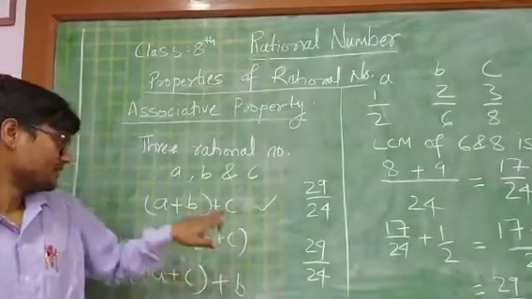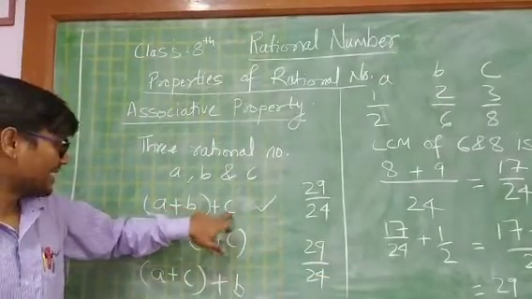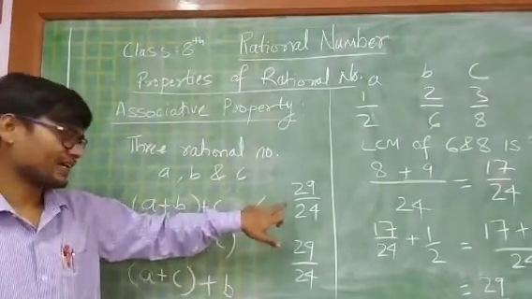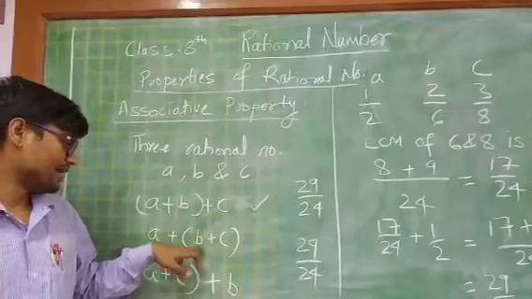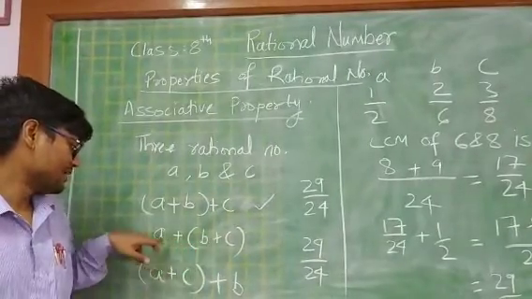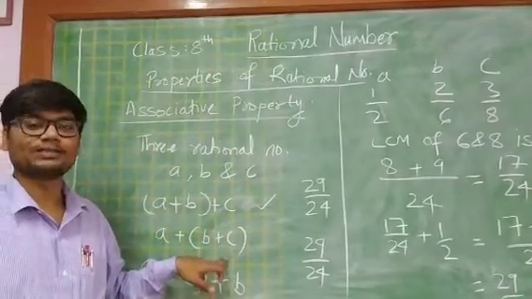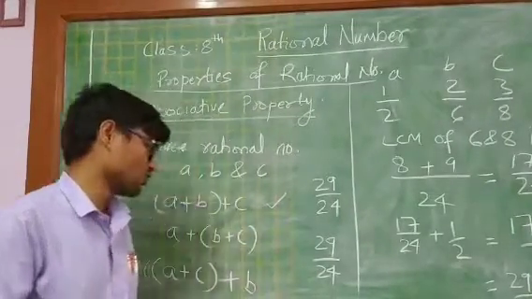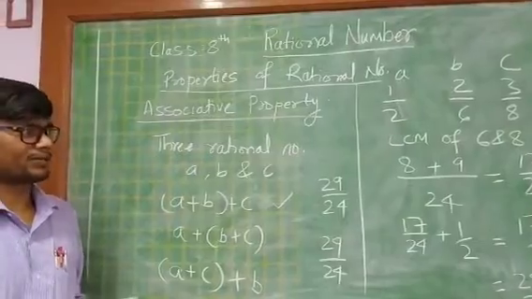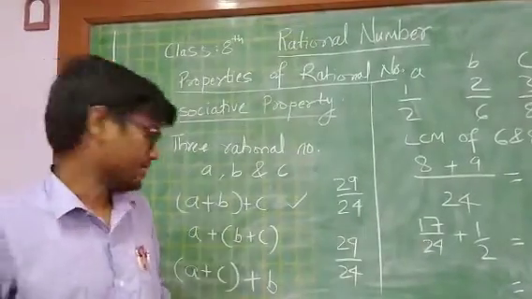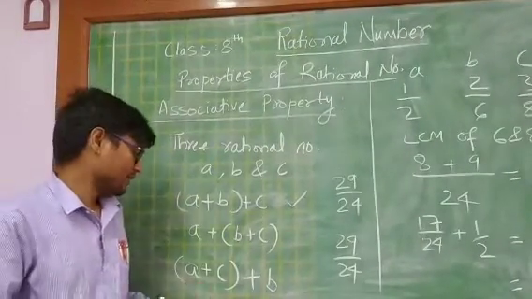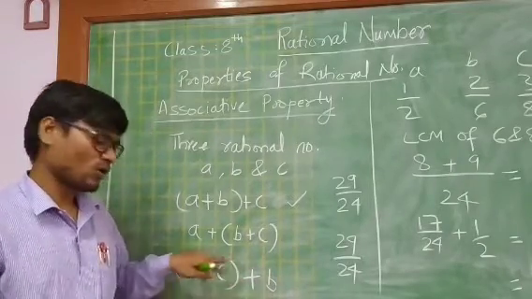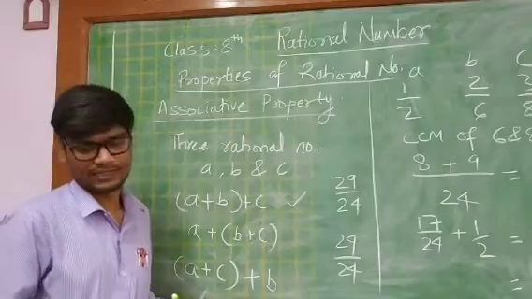We see that when we added c to the sum of a and b, the answer was 29 by 24, and when we added a to the sum of b plus c, we got the same answer, 29 by 24. Now let us check this third expression where we will add a and c and then we will add b to the sum of a and c. Let us verify this.